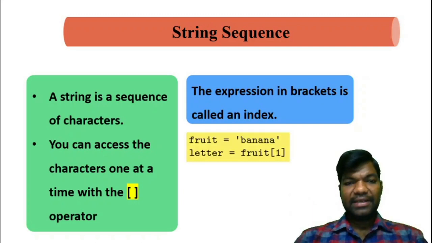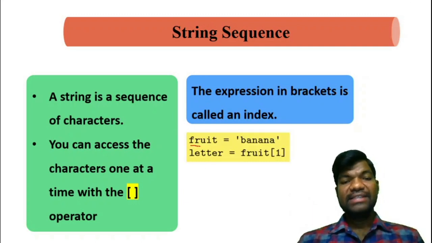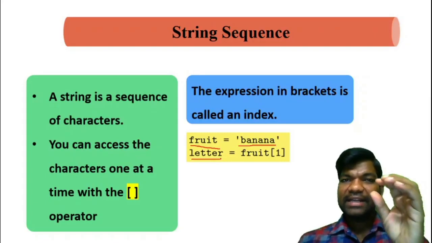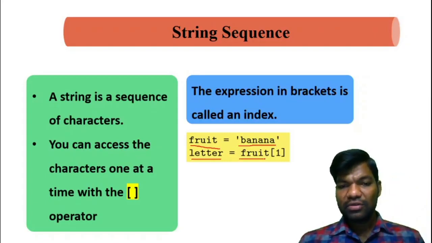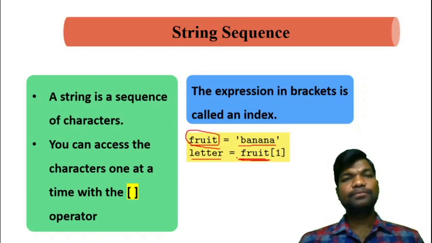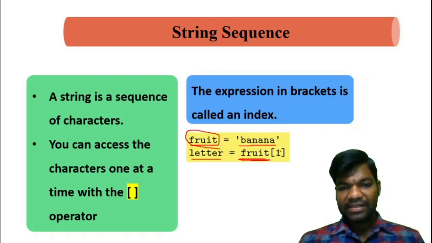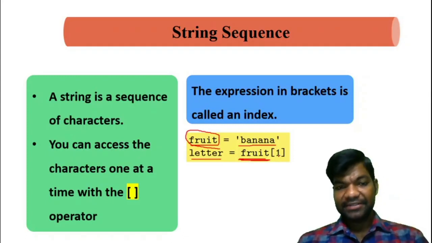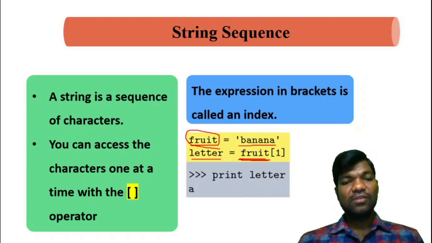Let's check one example here. Fruit is a variable. Banana is a string value. Now letter is a variable, so you are collecting one character. Fruit is a variable, I am giving that variable here, fruit, in square brackets, and I am giving 1. So what will you get? When you print the letter variable, you will get A.